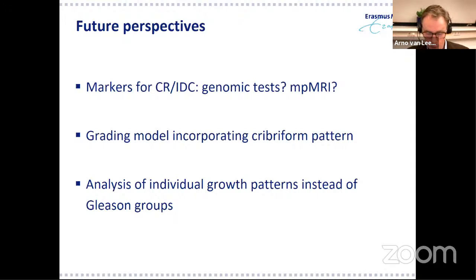Apart from identification of patients with cribriform carcinoma with false negative biopsies, future studies might also elucidate some other fascinating and clinically relevant subjects. The first is that novel grading schemes could be developed incorporating cribriform carcinoma that could have better discriminative value and be more reproducible. Secondly, studying individual growth patterns instead of Gleason score groups as black boxes will give more comprehensive insight in prostate cancer biology, linking molecular aberrations, pathological growth patterns, and clinical outcome all together.